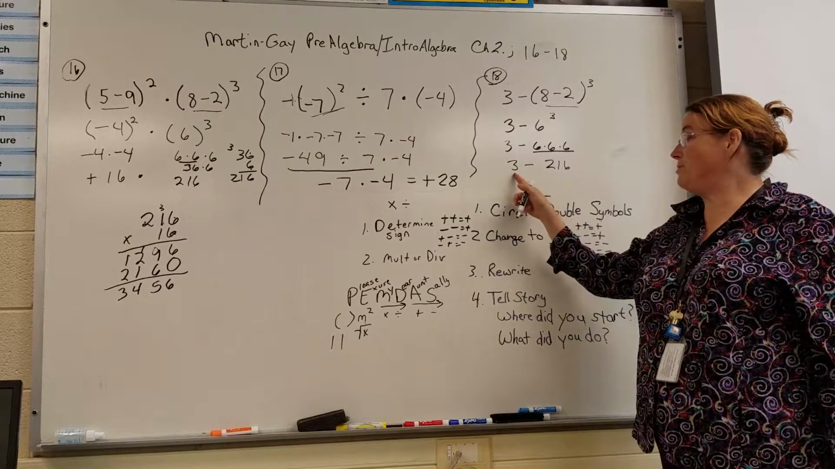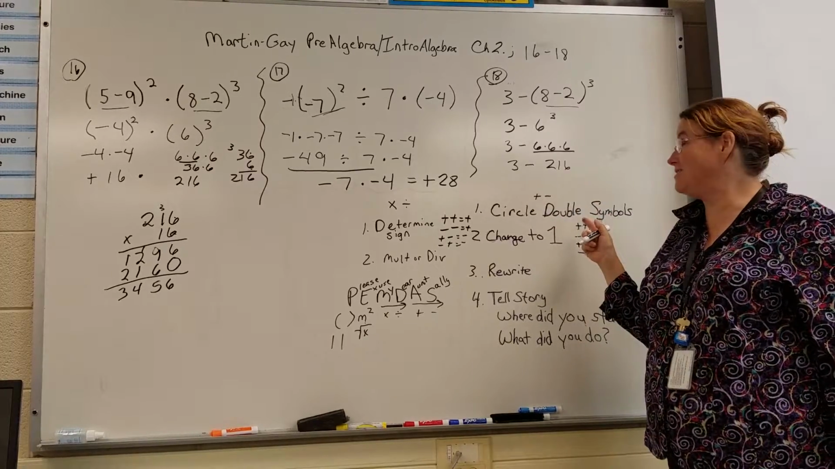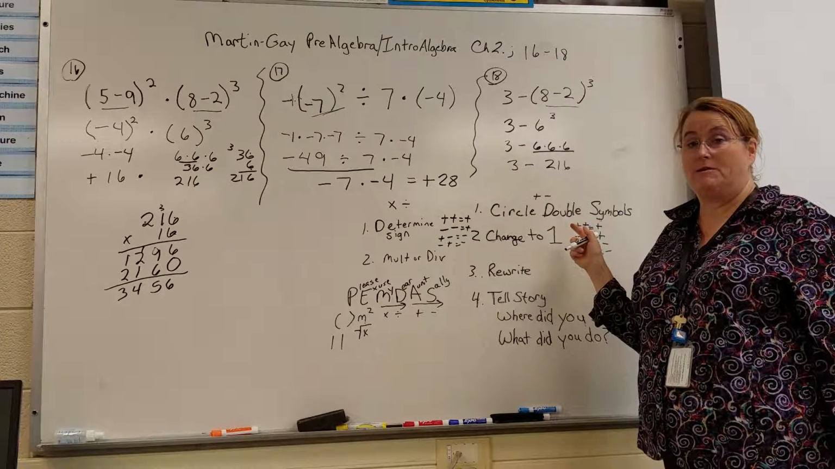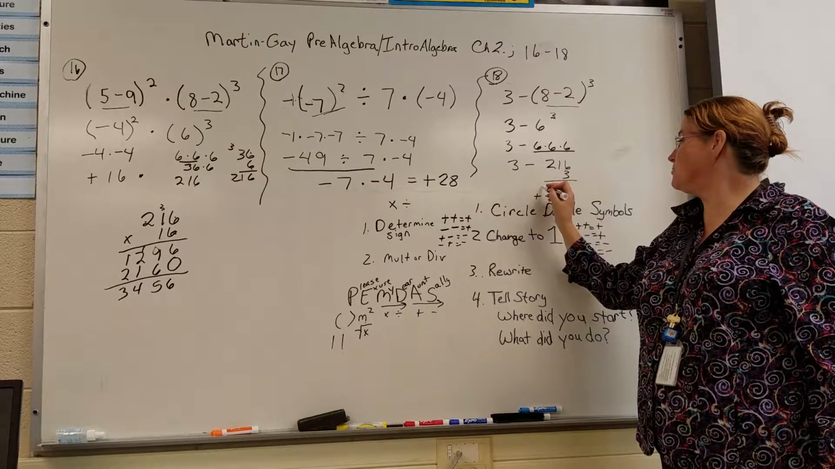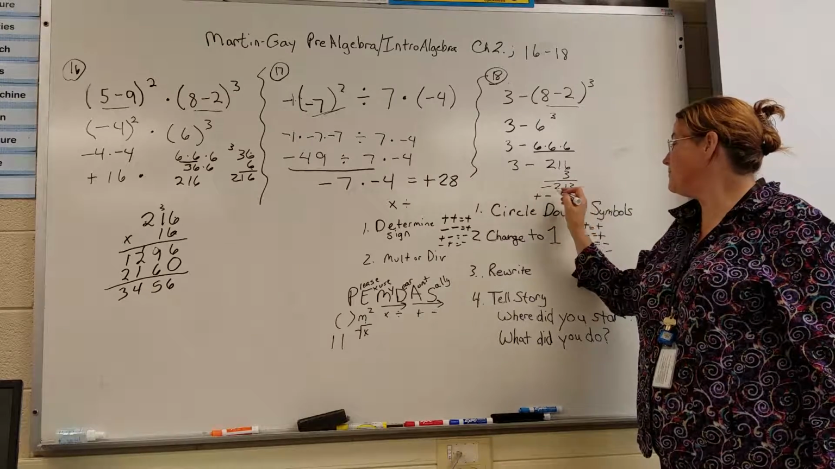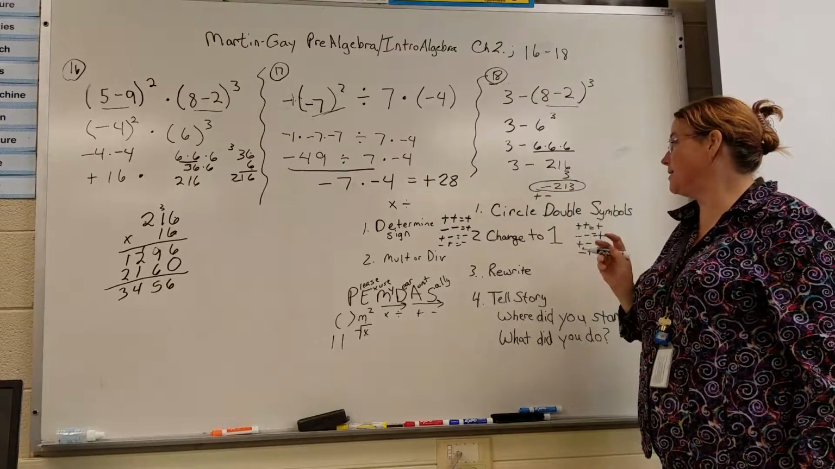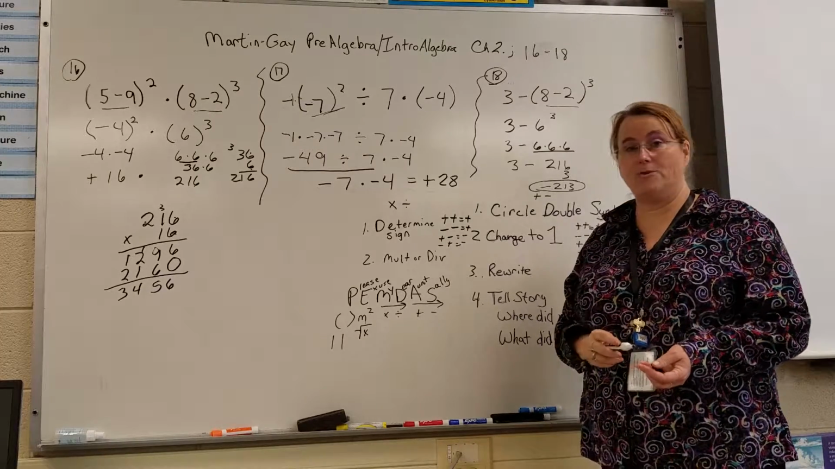If you have 3 plus signs and you have 216 minus signs, what do you have more of? You have way more minus signs. So you're going to find the difference between those two numbers, but your answer is going to be negative, and you get negative 213. And that's questions 16 through 18. Thank you.